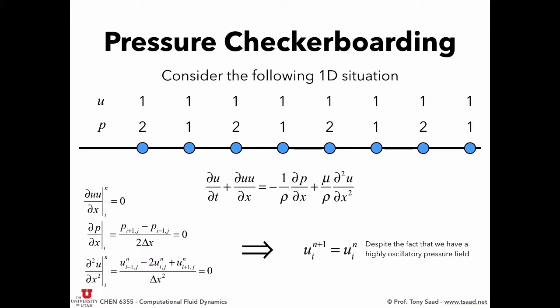So in other words, despite the fact that there's a highly oscillatory pressure field, your Navier-Stokes equations are not going to sense it. And that is the pressure checkerboarding problem. It shows up on finite difference, and also we're going to show it shows up on finite volume collocated schemes. Anytime there's a central discretization that skips a point in the middle, you're going to get this.